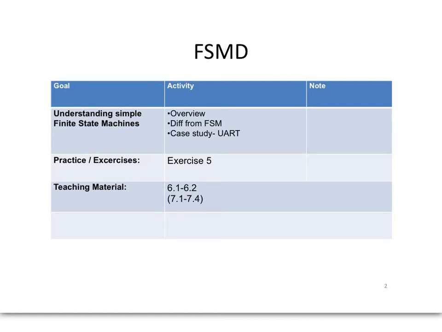And then we will look at a UART, which is a very good example of a finite state machine with a data path. There's also a lab for you that I'll introduce later, called Lab 5. And the teaching material we are using is in chapter 6 and 7, described here. So I hope you get a chance to read that after you hear these slides.